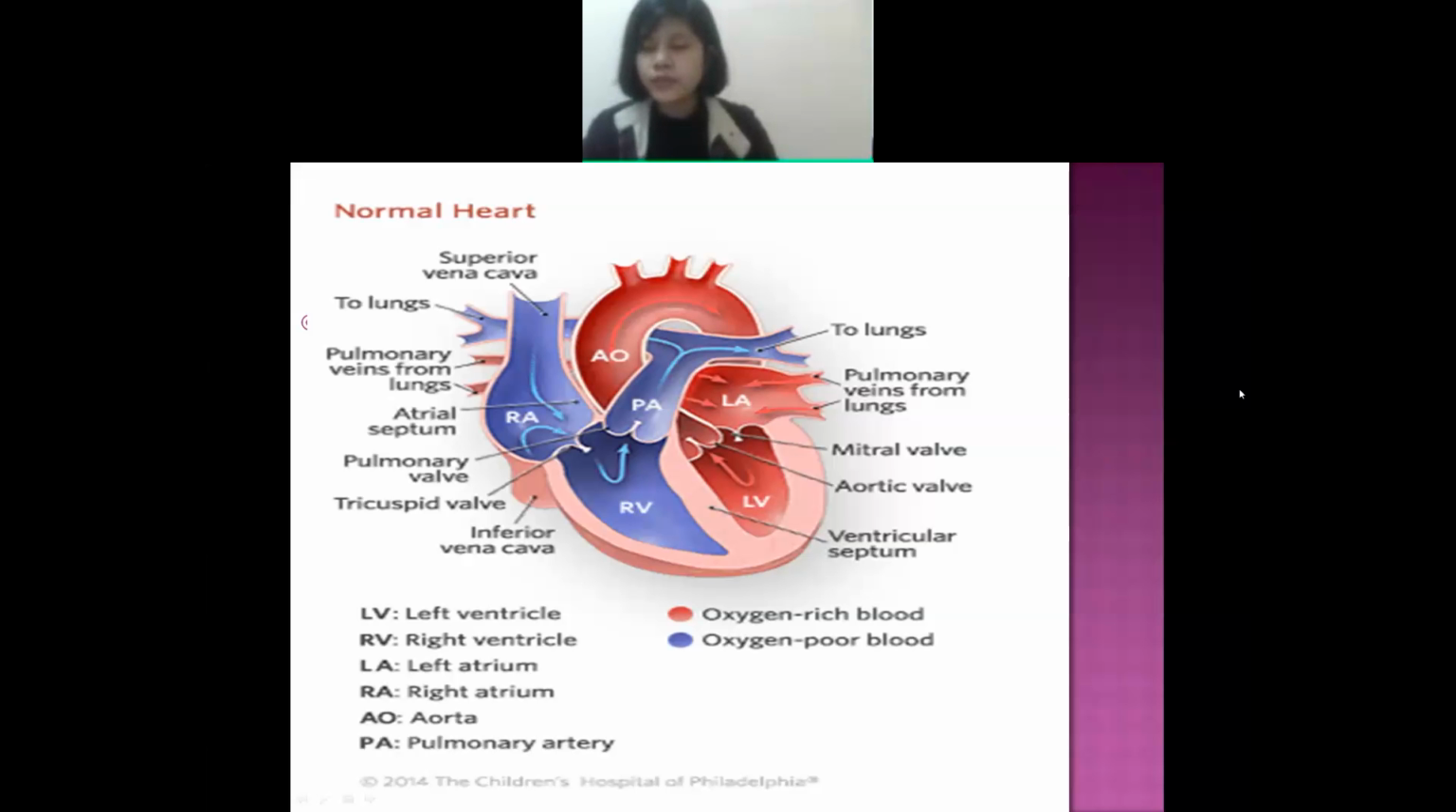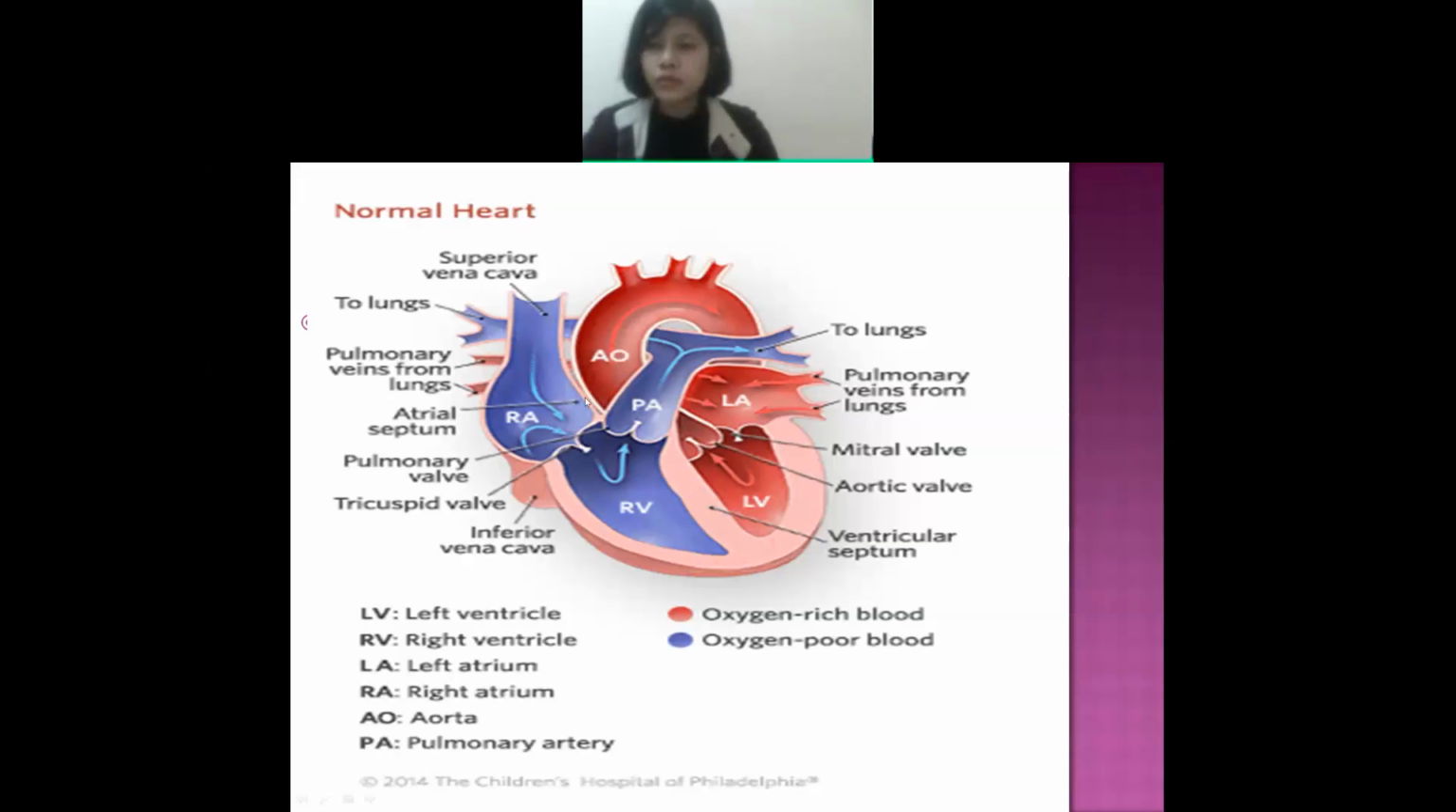Inside the room also, if you divide the room, what is made? A wall is made for division of separate rooms. In the same way, in the heart also, for the division of the two chambers, there is a division. The division name is septum. Ventricular, why? Because it is below, down. So that's why it's ventricular septum.